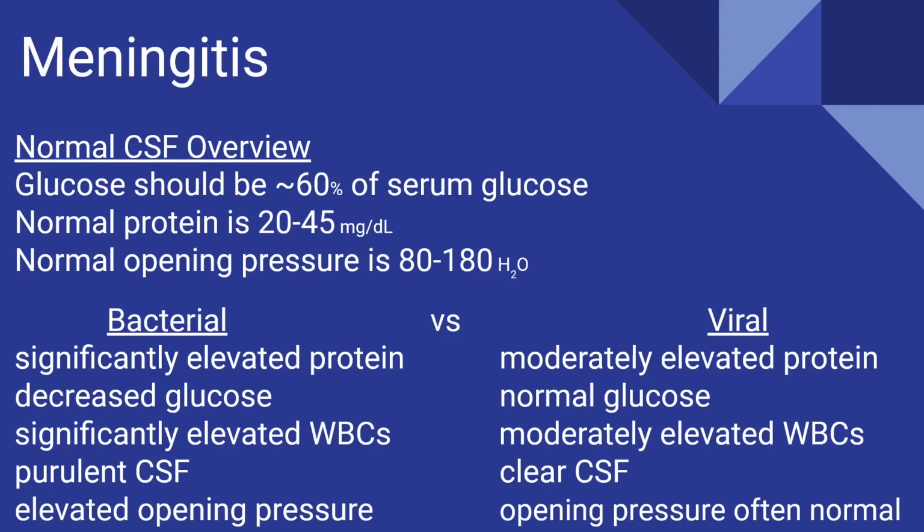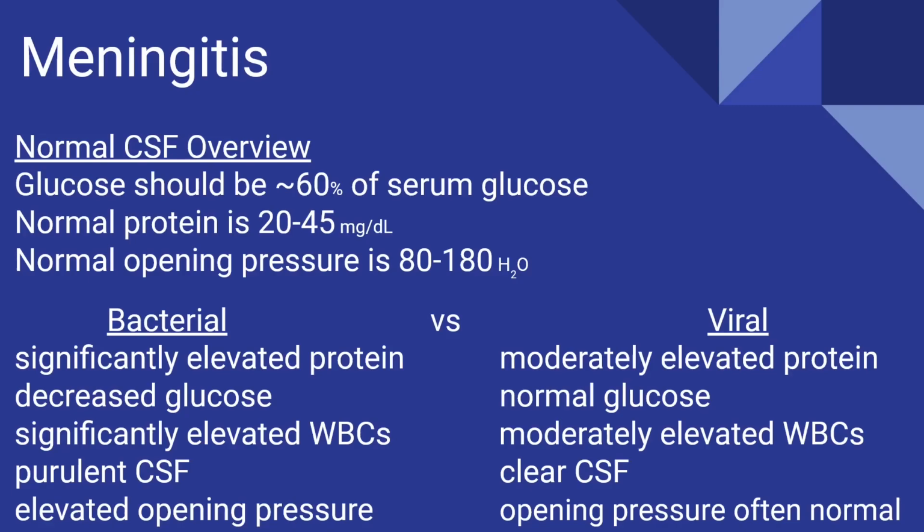And if you were to check the sugar of cerebrospinal fluid, it should be roughly 60% of their current blood sugar. So if you were to take a CSF sample and a blood sugar at the same time, measure the glucose of the blood and the CSF. The CSF should be roughly 60% of the blood sugar. A normal protein value of CSF is between 20 and 45, and then a normal opening pressure, if measured in water, is between 80 and 180.